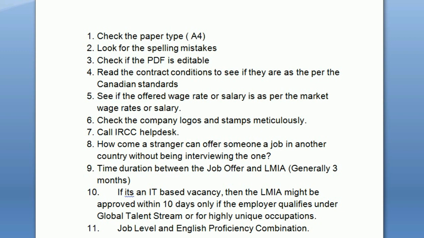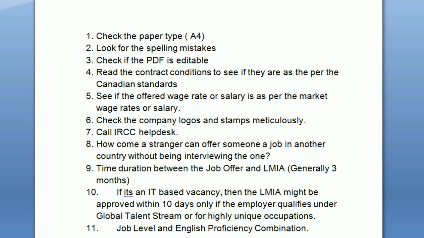See if the offered wage rate or salary is as per the market wage rates. For example, if the offered position is a supervisor, and you are being offered a wage rate of, let's say, 30 per hour, and when you check the statistics in the Canadian market, you find that the proposed wage rate is way higher than the actual trend, that can give you some indication that it may be bogus. I can understand you perhaps might not be aware of the different job positions and their wage rates, but still it might give you some indication if you try.